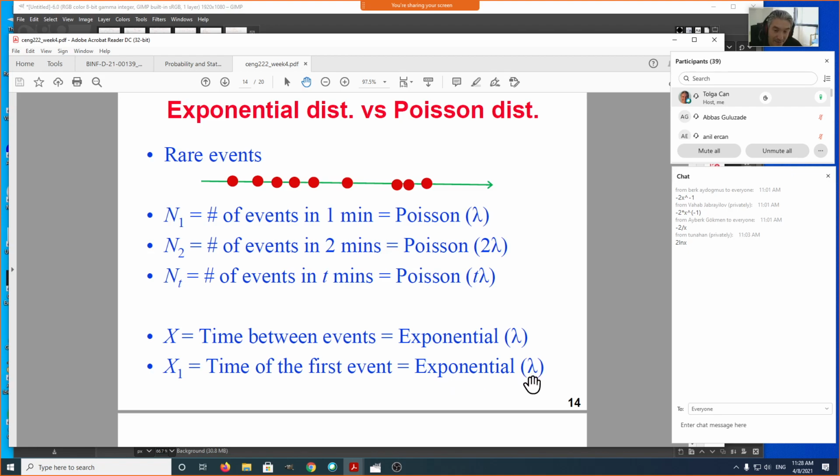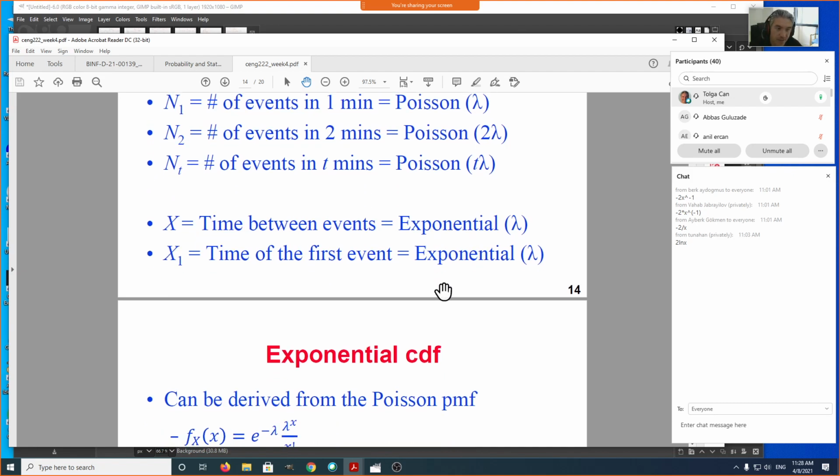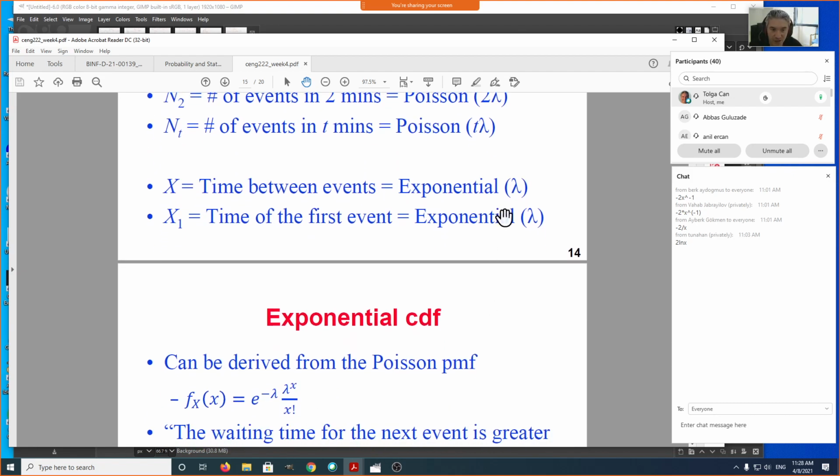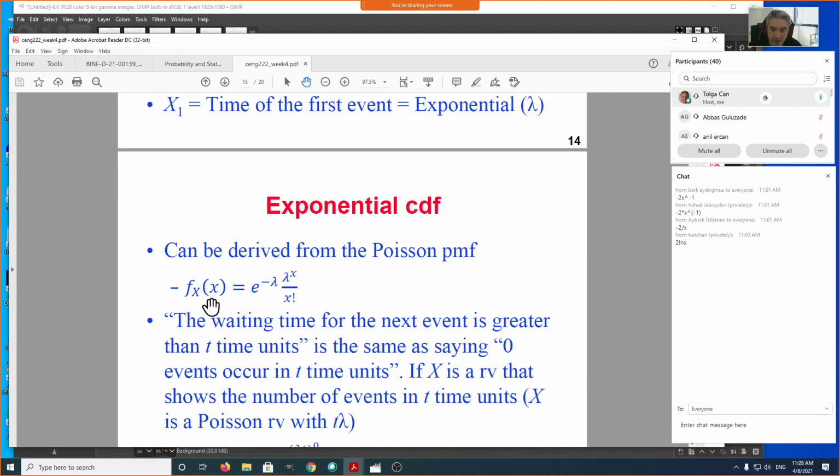In addition to lambda, we are also going to have another parameter named alpha this time, which in general can be continuous, not necessarily discrete, as in the case of negative binomial. Okay, but time between events is generally an exponential CDF, and this is the PDF function. We say it can be derived from the Poisson PMF because they're related like this.